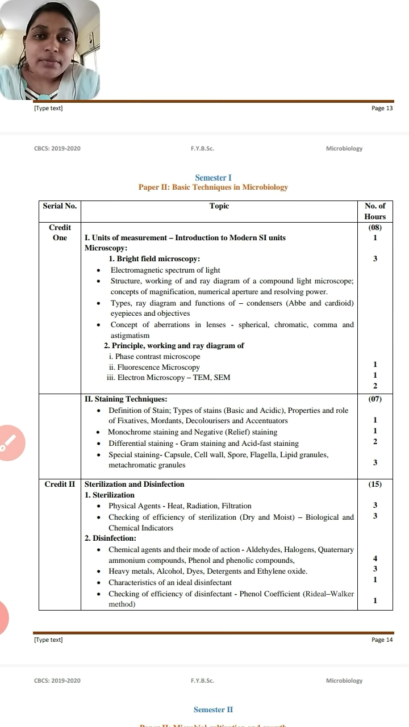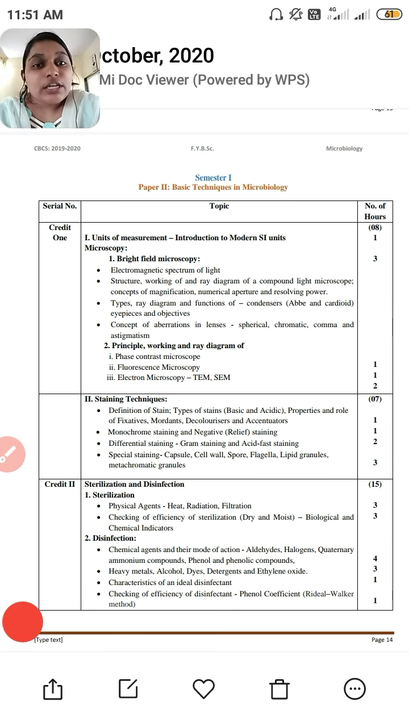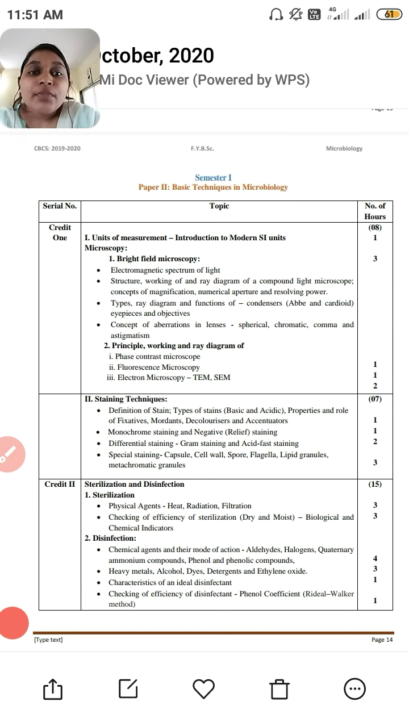SI units are nothing but the international standard of units, which is used as a common language for measurement, like for weight or mass we use kilograms, for time period we use seconds, then for speed we use kilometers. These measurement parameters are all called SI units. After that we will see the bright field microscopy.